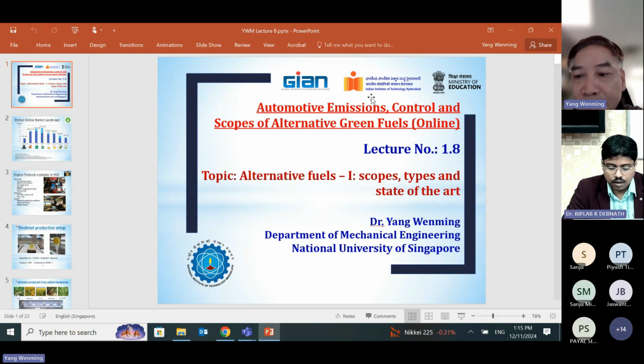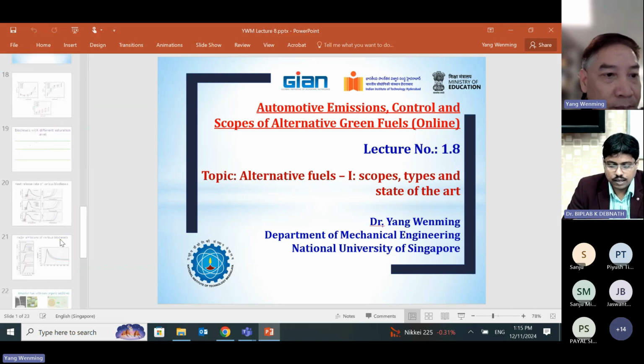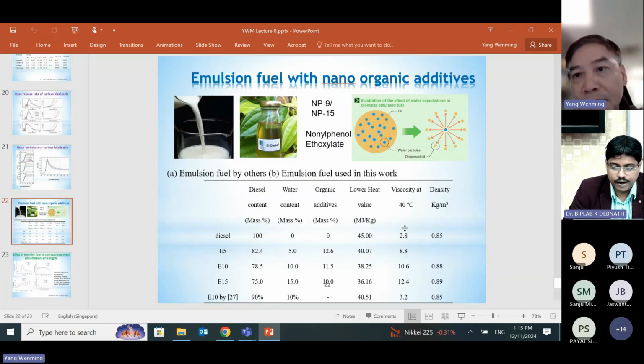Sir, the micro explosion that you told about the emulsified fuel, we can also call it secondary atomization, right, sir? Yes, correct. Because after the first atomization through the nozzle, it breaks down in the latter part of the process. So what is the stability condition of those types of emulsion you observed?